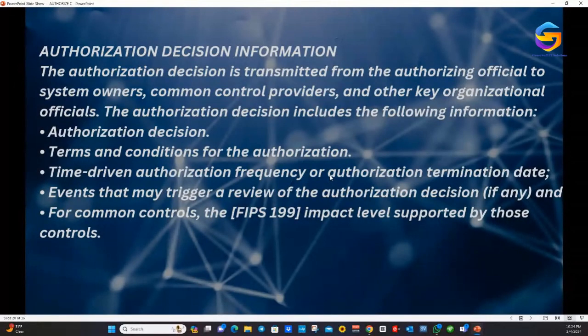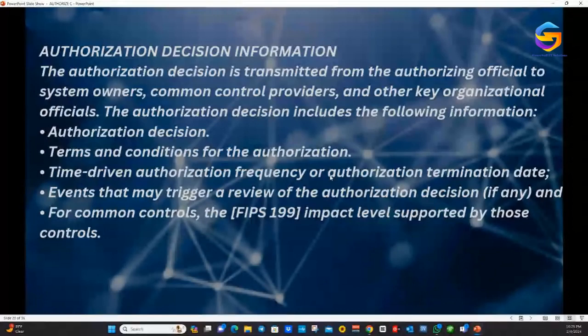How many years? Maybe 3 years, maybe 2.5 years, depending on what the authorizing official sees so far as the system is concerned. They give it a specific time. Then there are also conditions. Then there are events that may trigger a review of the authorization decision, if any. And for common controls, the FIPS 199 impact level supported by those controls. So this is the information that comes with the decision made by the AO.